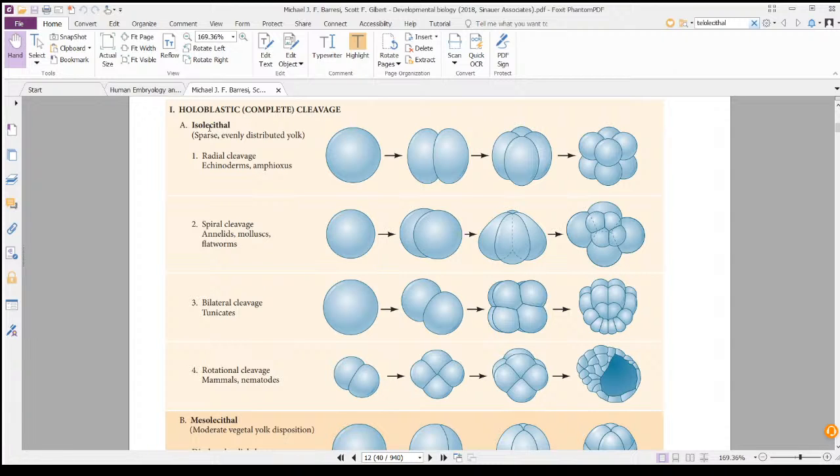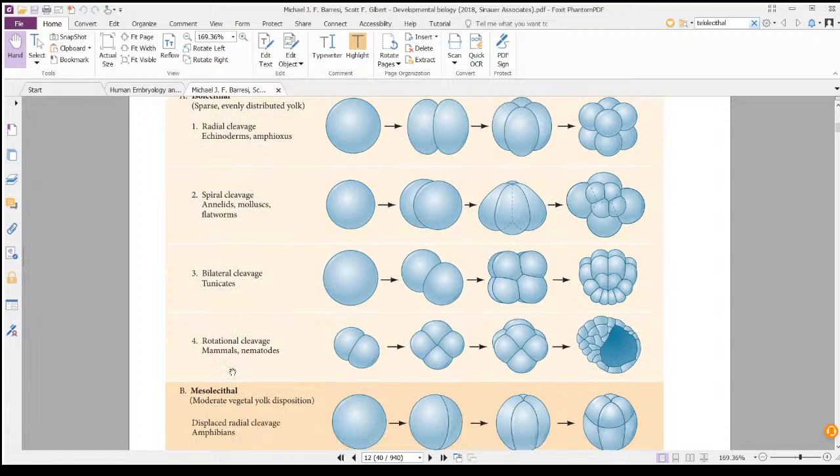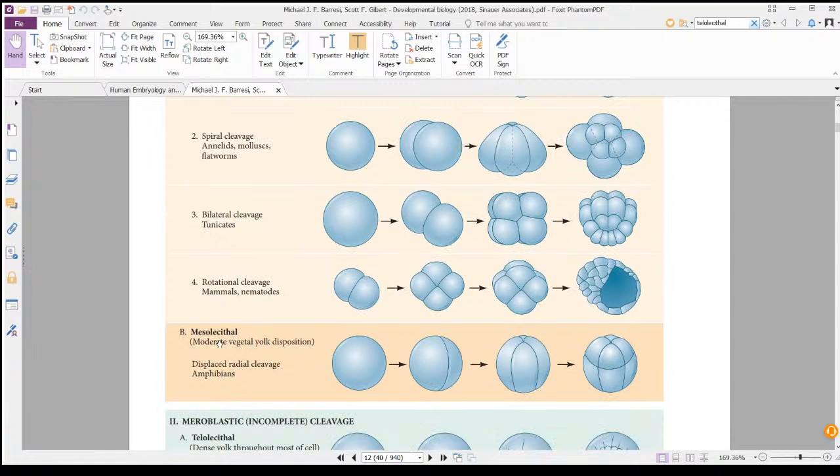Under isolecithal you can have 4 types. You don't need to remember these, I'm just showing it for your perspective. Mammals fall under isolecithal, holoblastic cleavage. Radial and all you don't need to remember. Then we have the mesolecithal egg, with moderate yolk distributed at the vegetal pole, in amphibians.